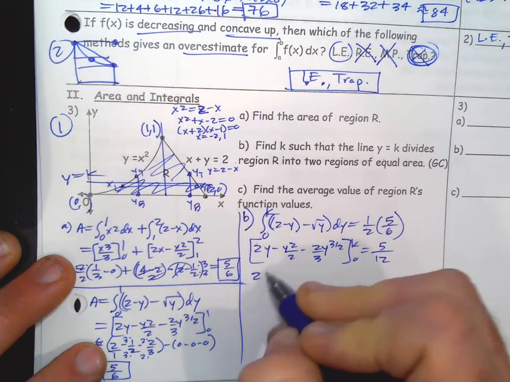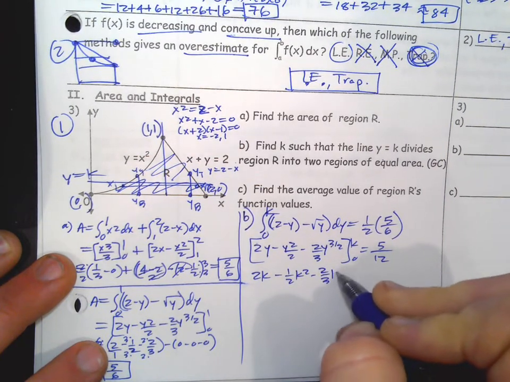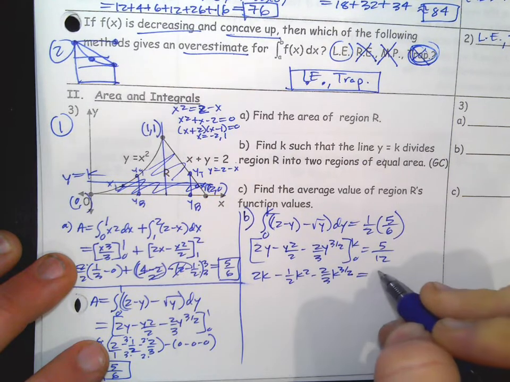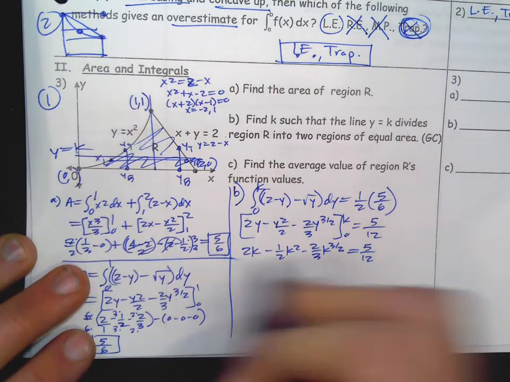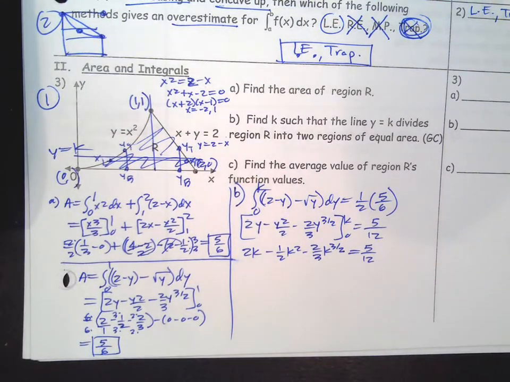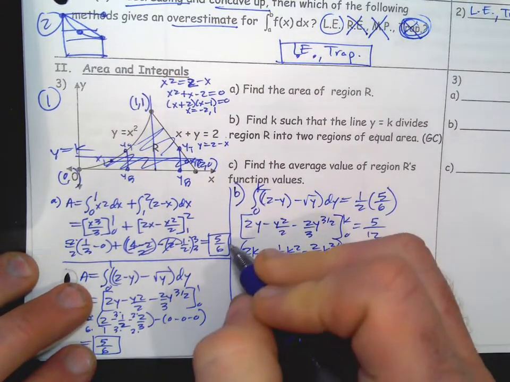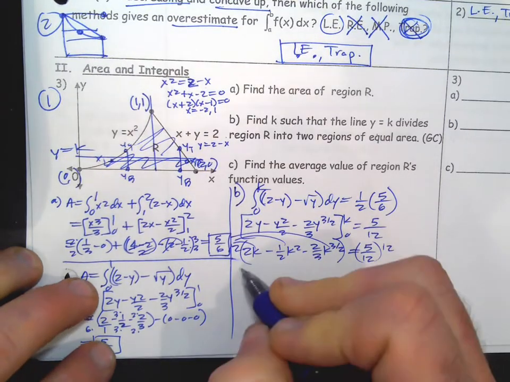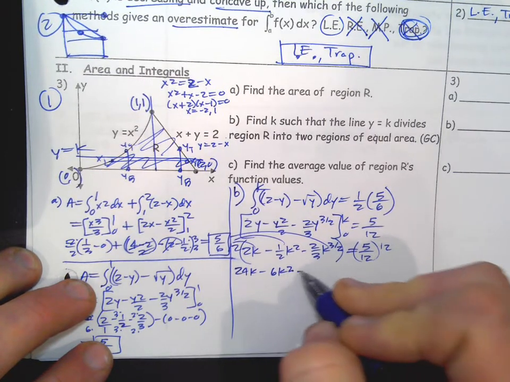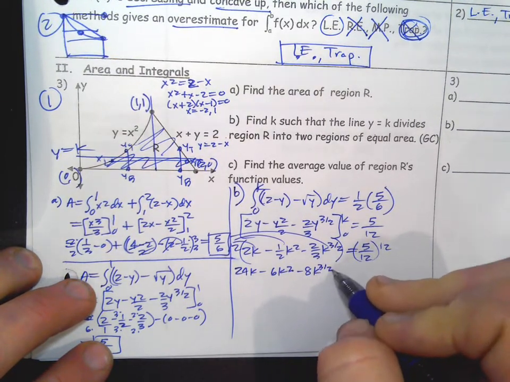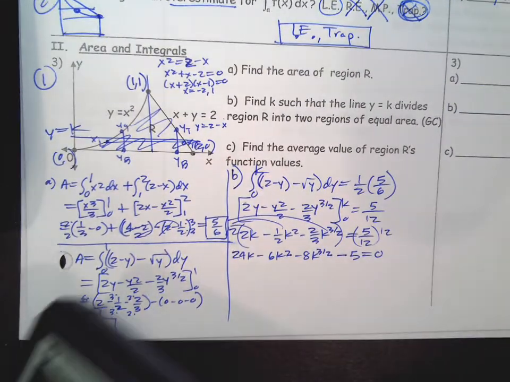And then you plug k in: 2k minus 1/2 k squared minus 2/3 k to the 3/2 equals 5/12. Plug in 0 and it's all 0. Then I would solve this on my graphing calculator. So I'd move everything to one side. You might even consider getting rid of the fractions to make it easier to type everything in. So that would give you 24k minus 6k squared minus 8k to the 3/2 minus 5 equals 0. You don't have to do that, but it can help out a little bit.